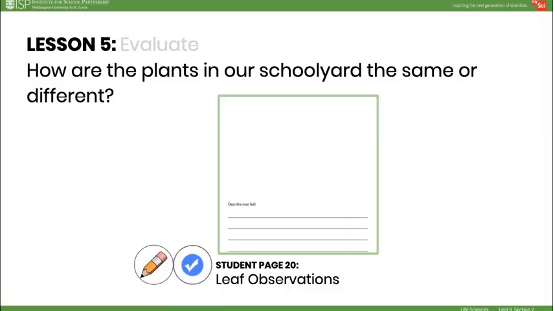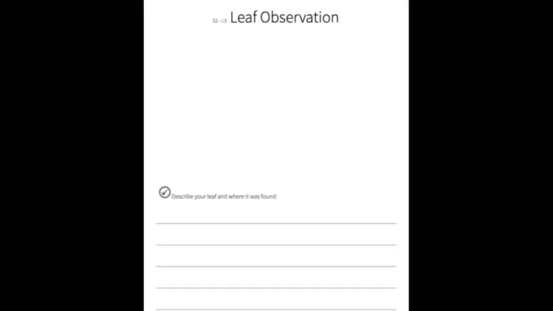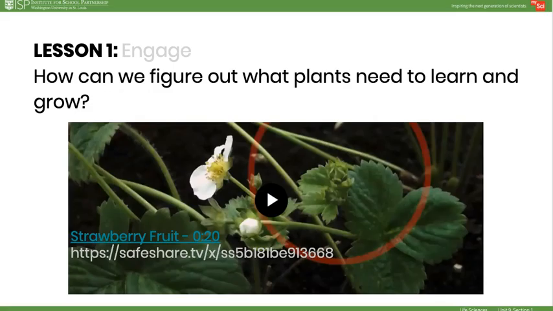In the Evaluate, direct students to student page 20, Leaf Observation. Have them choose a leaf to attach or to draw in their journal. Describe where the leaf was found and characteristics of the leaf. Show them the strawberry plant from Lesson 1 and ask them to classify the leaves of this plant into one of the categories described earlier in the lesson.